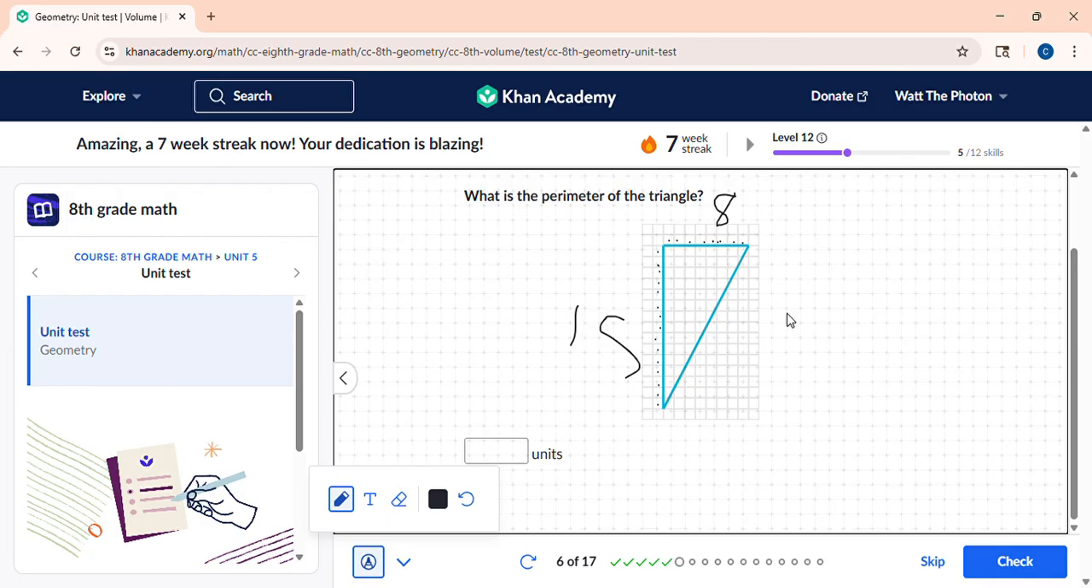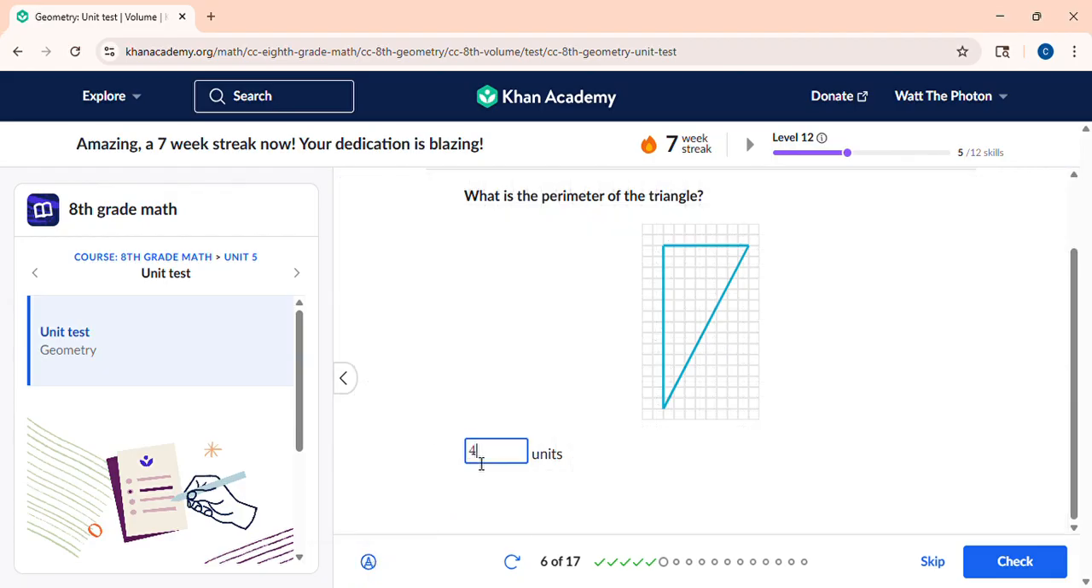Is that 30, 60, 90? 8 times square root of 3. I don't think so, no. We have 8. We're going to have 8 squared plus 15 squared. I'm going to do the square root of that. It's 17. And that's a good whole number. I have 17 plus 15 plus 8 is 40. 40 units.